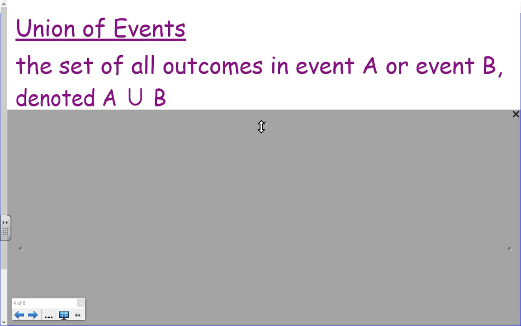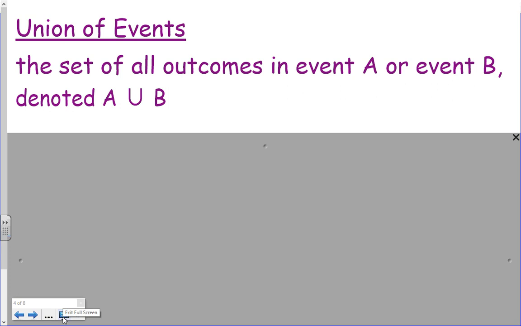All right, let's talk about the union of events. What's the union of events? First of all, it's the set of all outcomes in event A or event B. And we denote that with A union B. That U shape there is a set notation we use for a union. You can read that off as the word or as well, but that's really a union that we're talking about. So union events is the set of all outcomes in event A or event B.